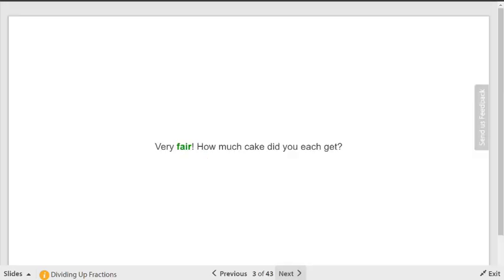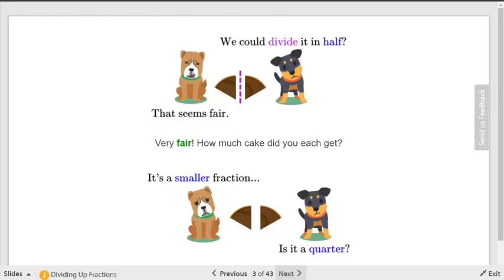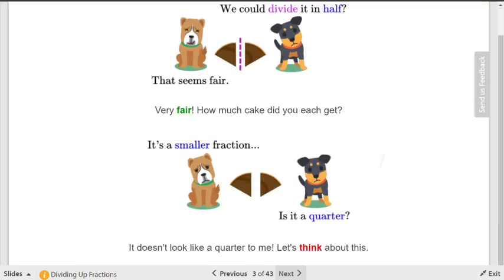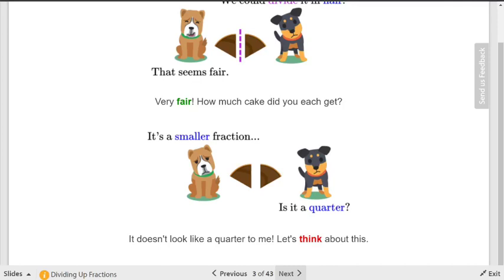So you can divide it in half, right? And look at what happens. When you divide it in half, you get a smaller fraction of the cake, right? Now, if we divide a third in half, do you think you're going to get a quarter? No. Because we weren't dividing a half in half, we were dividing a third in half.